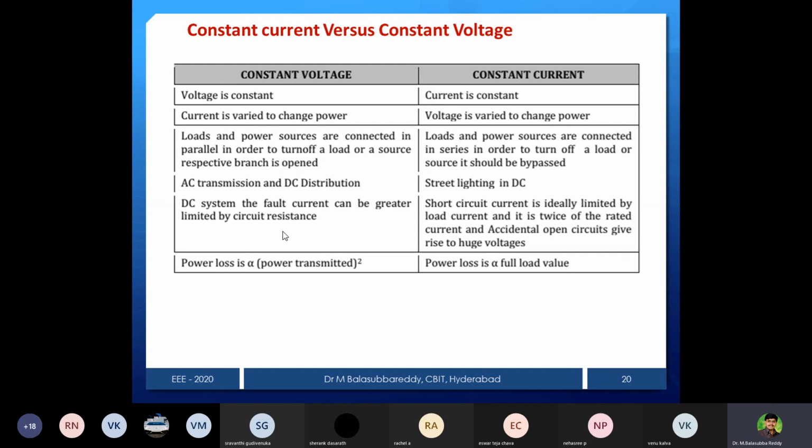So these points are already covered in the previous part. Only thing is, if the question asks to compare constant current versus constant voltage, then you can make use of this table. Power loss is proportional to the square of the power transmission. Here, power loss is directly proportional to the full load value.